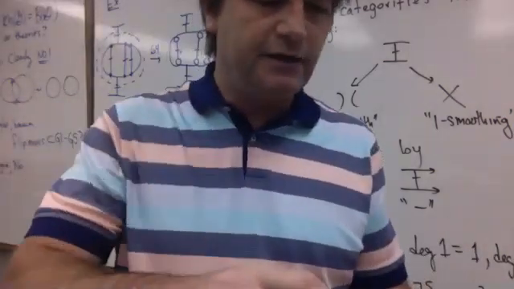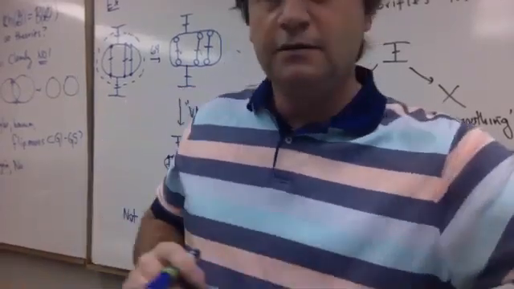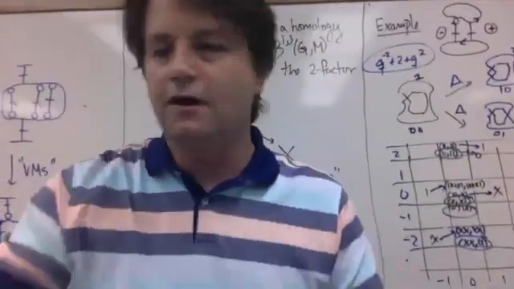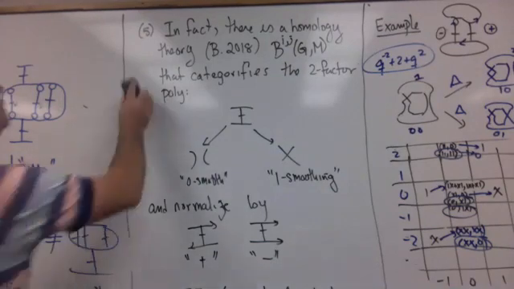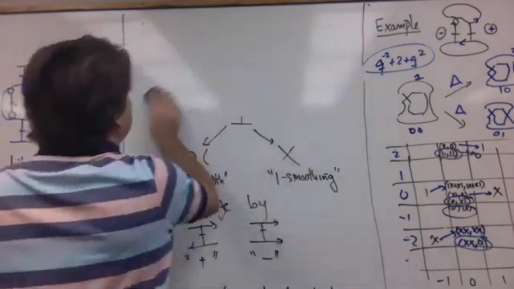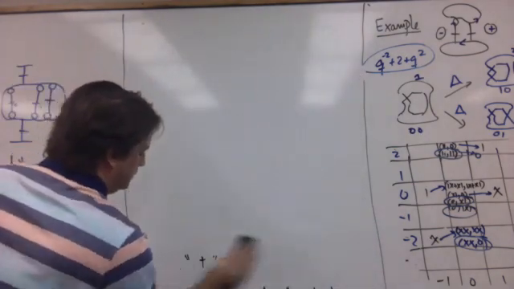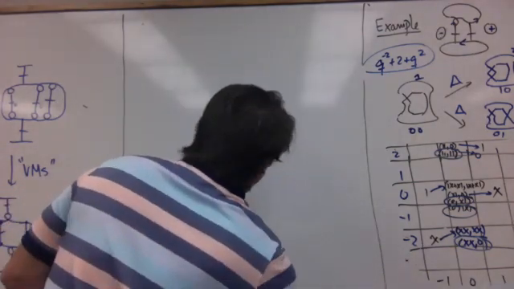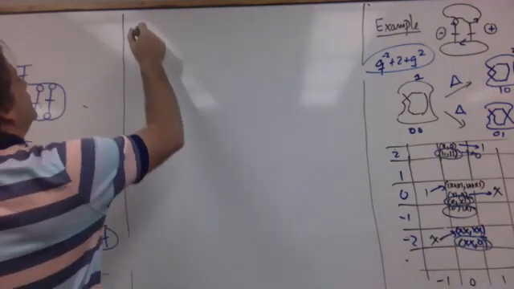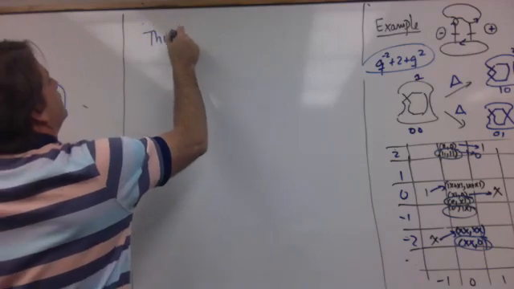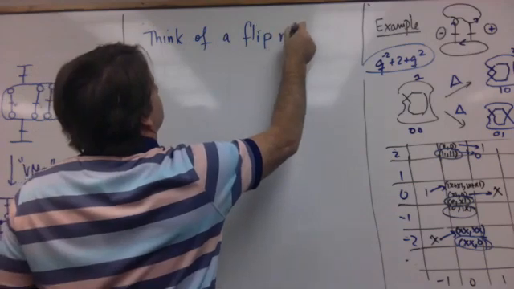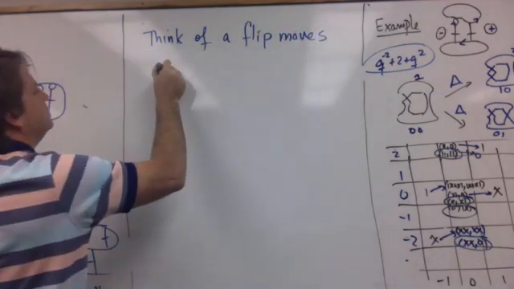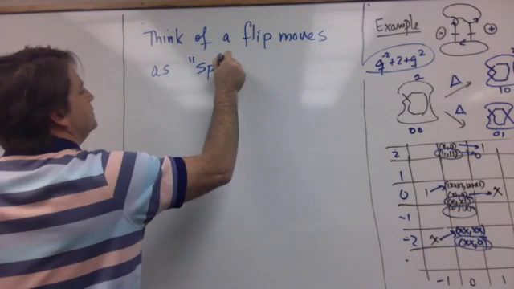And this is where we get at your question, right? Your question is, what are these things? Think of the flip moves as special mutations.